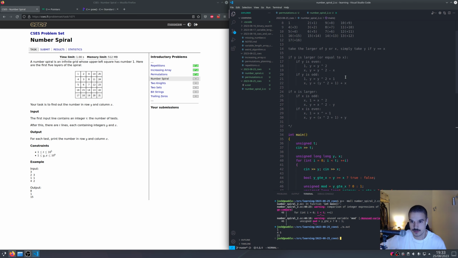Is my formula actually right? 22 should be 4 squared plus 5. Ah, actually my formula is wrong. It's that plus 1, plus x plus 1. Which I would have known if I had simply tried plugging it in.